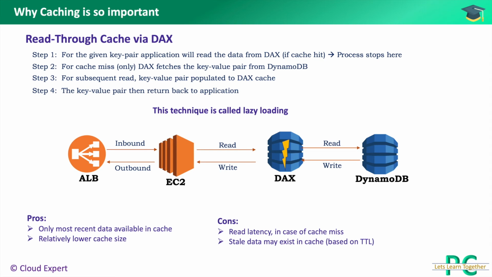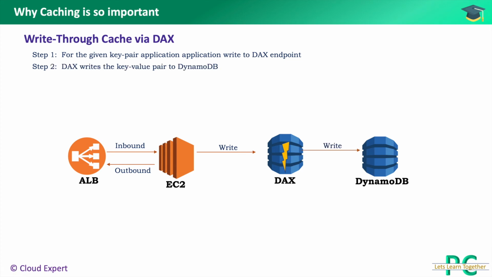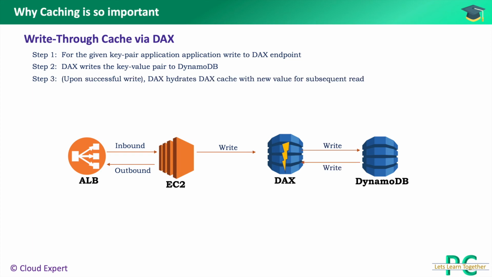So stale data is a big problem for this approach. To overcome this one, the second strategy is write through cache. In the write through technique, your application will send the write request to DynamoDB Accelerator, or DAX. For the given key value pair, the application will send the write request to the DAX endpoint. DAX will write the key value pair to DynamoDB. Upon successful write, the DAX cluster will be hydrated with the key value pair, and then DAX will acknowledge the successful write to the application.